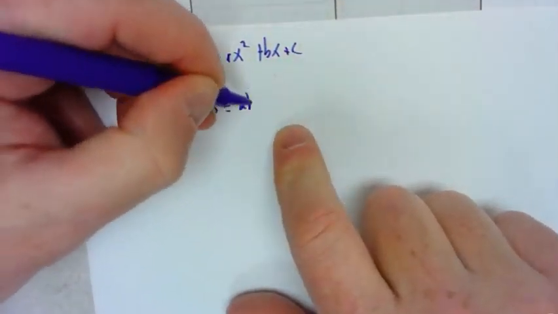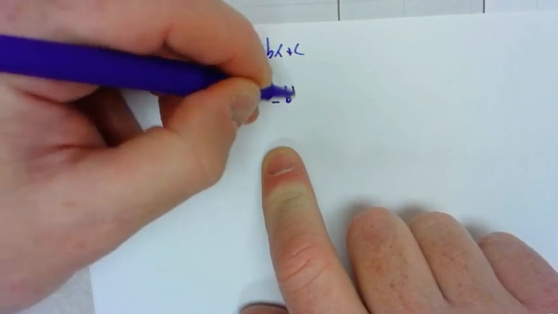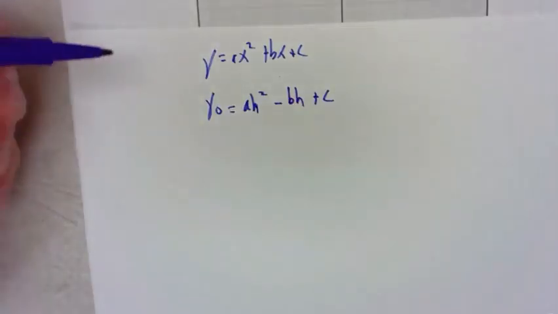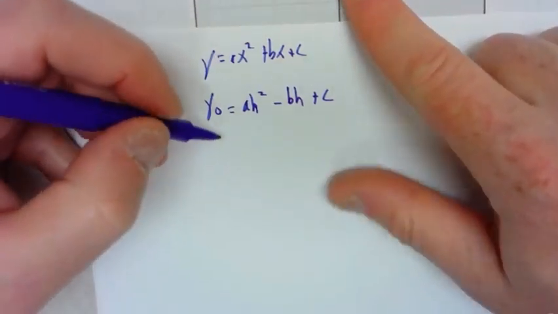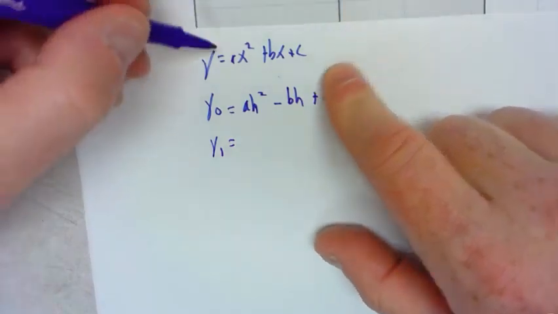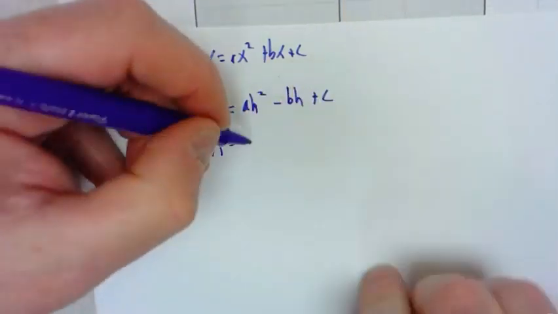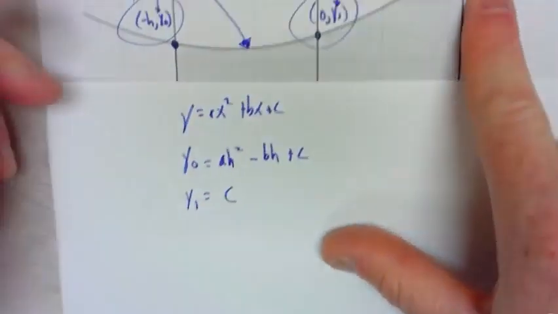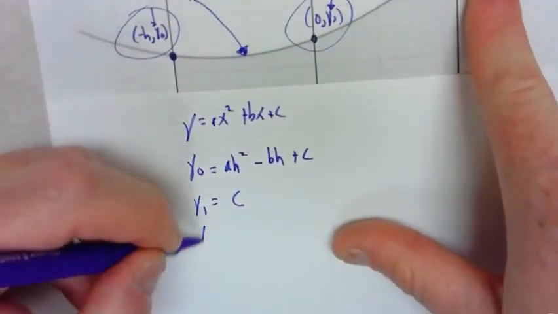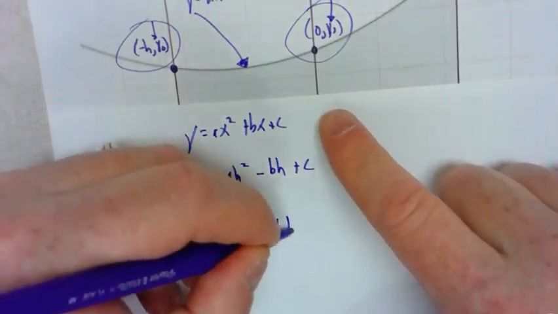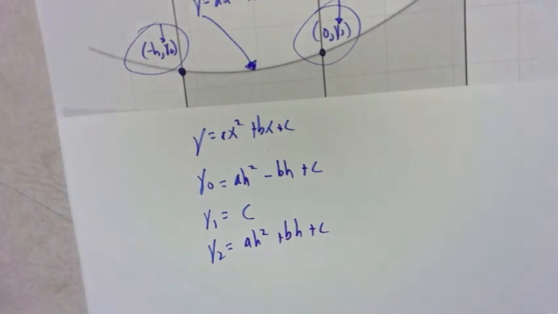Well, that'd be a h squared minus bh plus c, right? This point here, if we plug in 0, we should get y1. Well, if we plug in 0, that'd be c. And this y value here, y2, if we plug in h, that would be a h squared plus bh plus c.